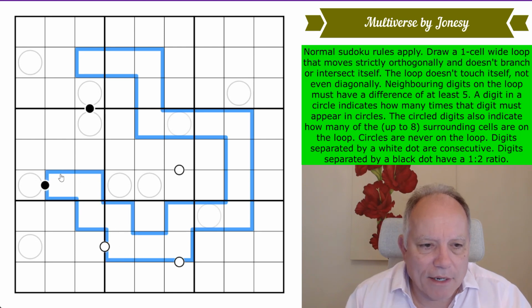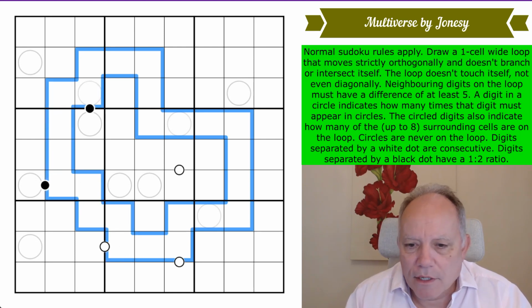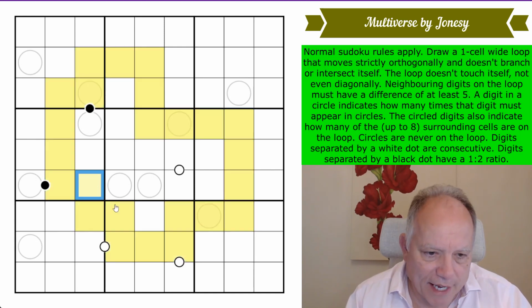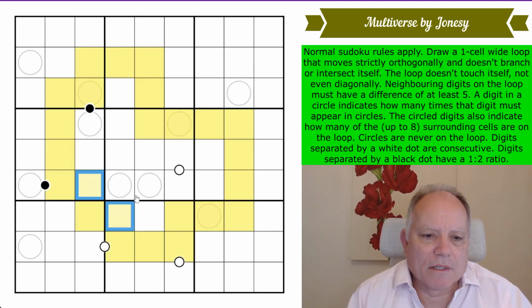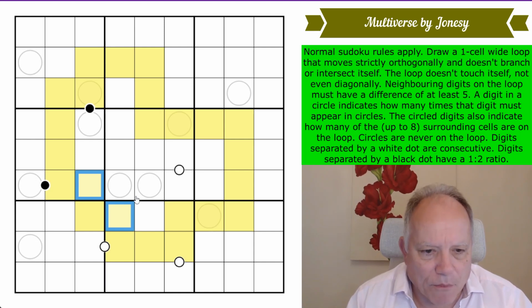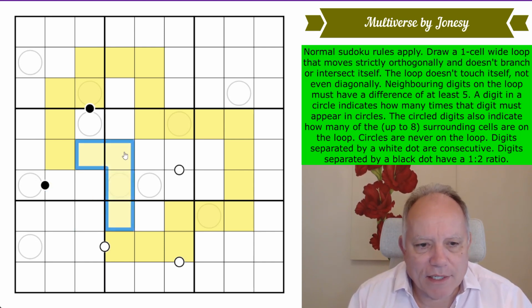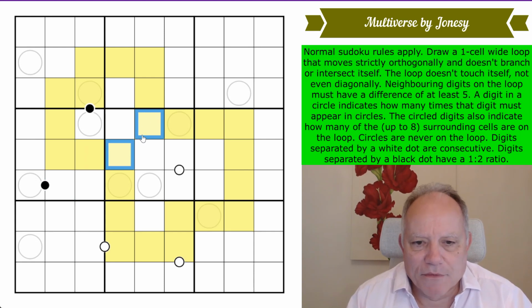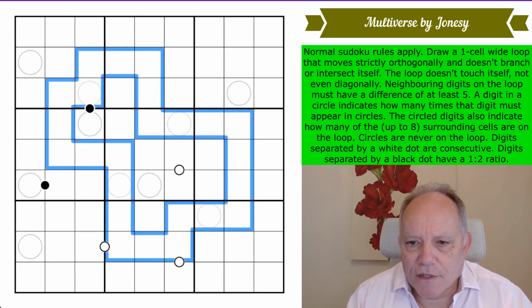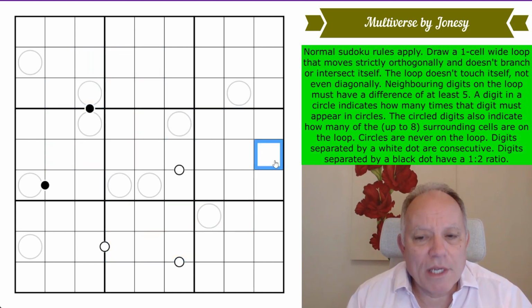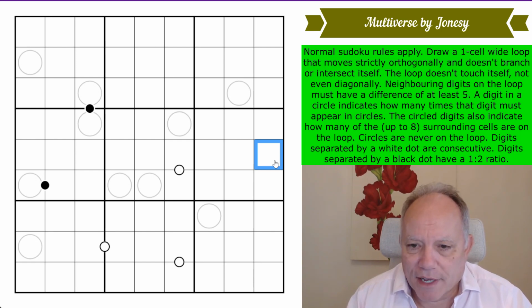Now, I'm going to tell you that if this was the loop, don't worry, it's not touching itself diagonally between those cells, because it has to go somewhere. That is not what is considered a diagonal touch. A diagonal touch would be if the loop went like this. That would be different segments of the loop touching themselves diagonally. So, neighbouring digits on the loop must have a difference of at least 5. So it's a German whisper loop, so I'll try and do it in green if I can.